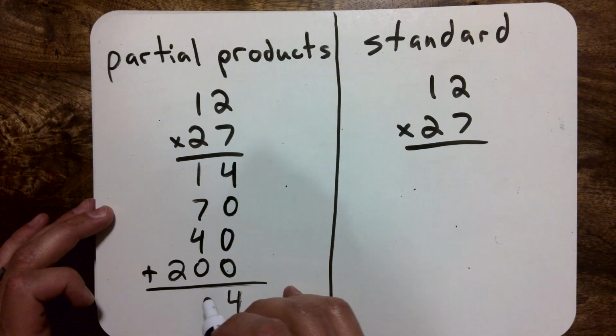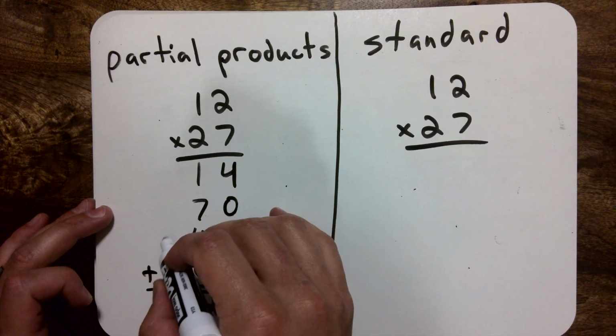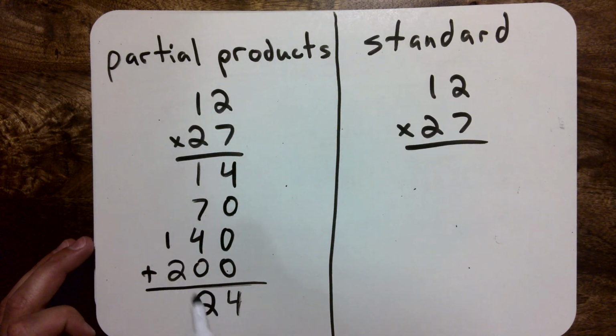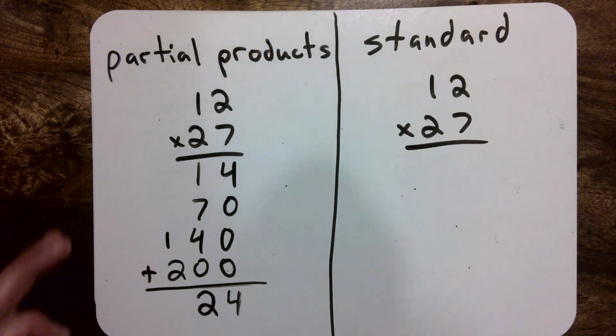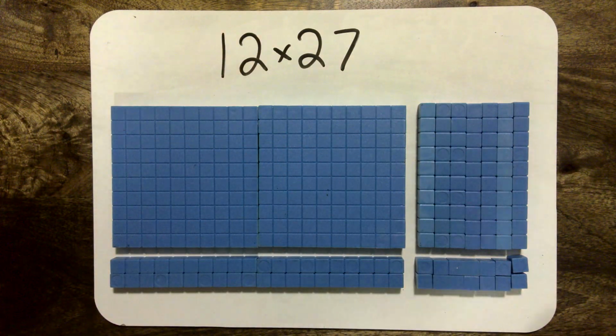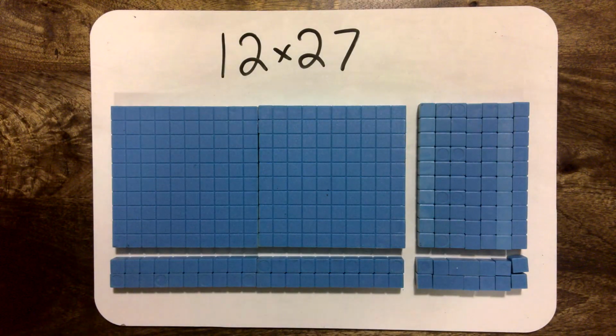Here I actually will use the standard algorithm. So if we have 12, we want to keep the 2. In this case, those 10 10s would be regrouped. We're going to keep those 2 10s, and then 10 of those 10s will be regrouped into 100. So that's where I put it in the hundreds place. So you get 324. And again, that's what we found in the area model and in that box method model.